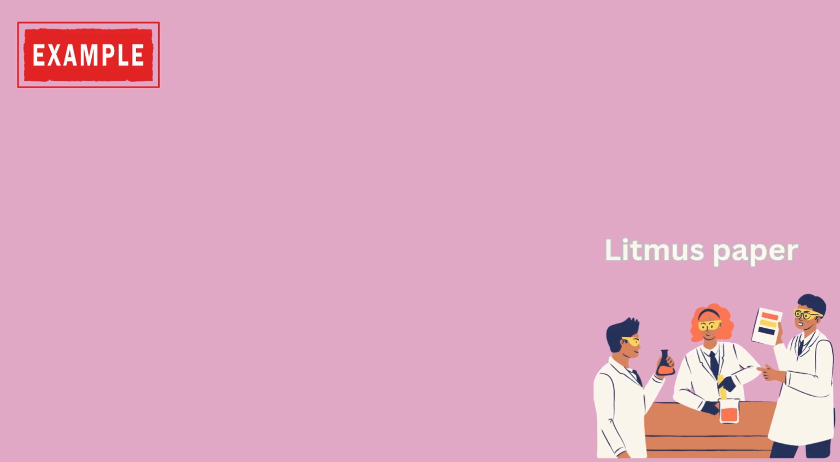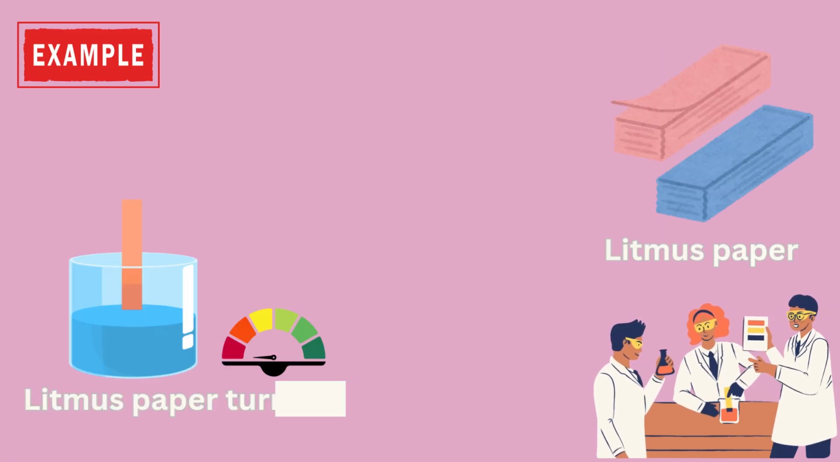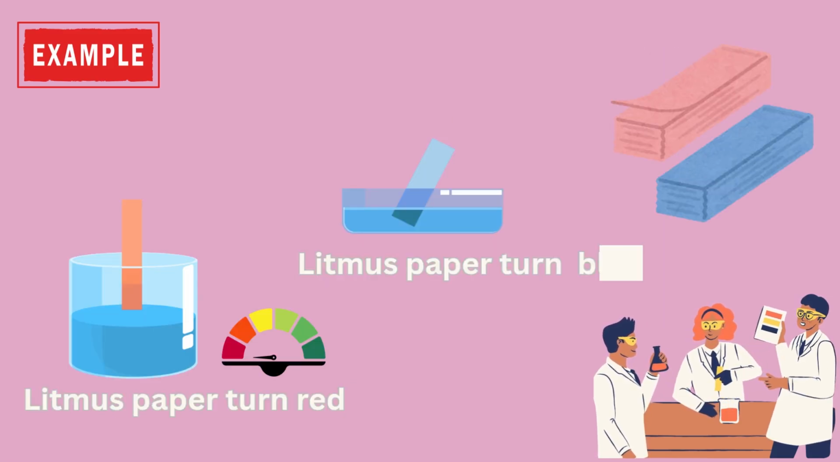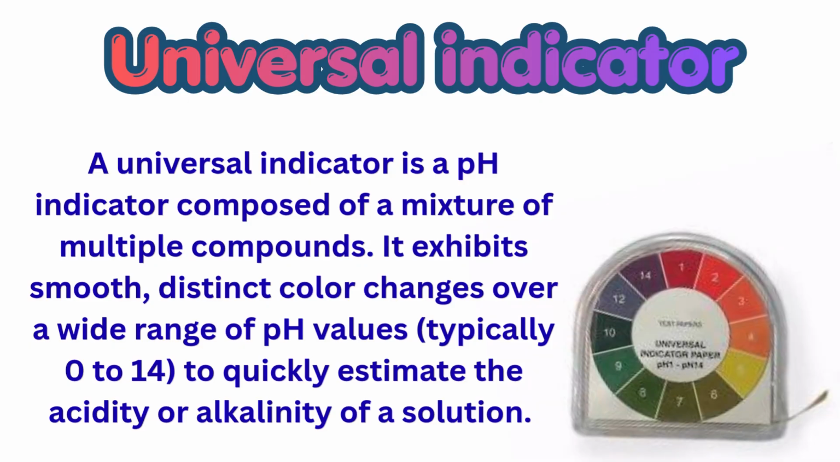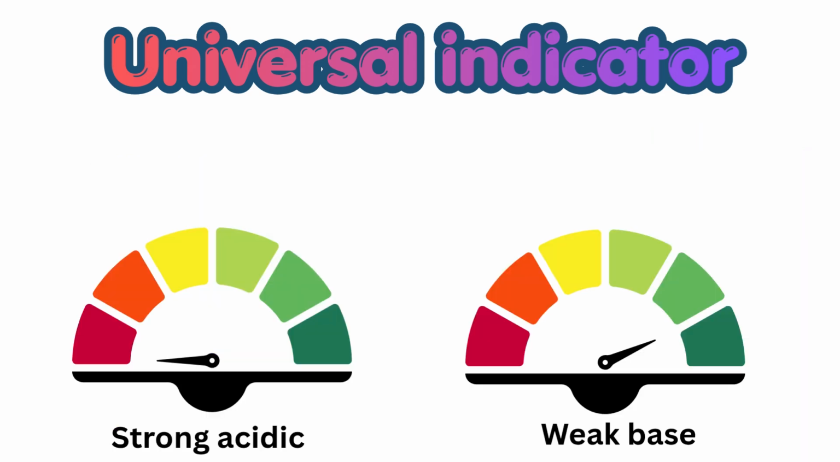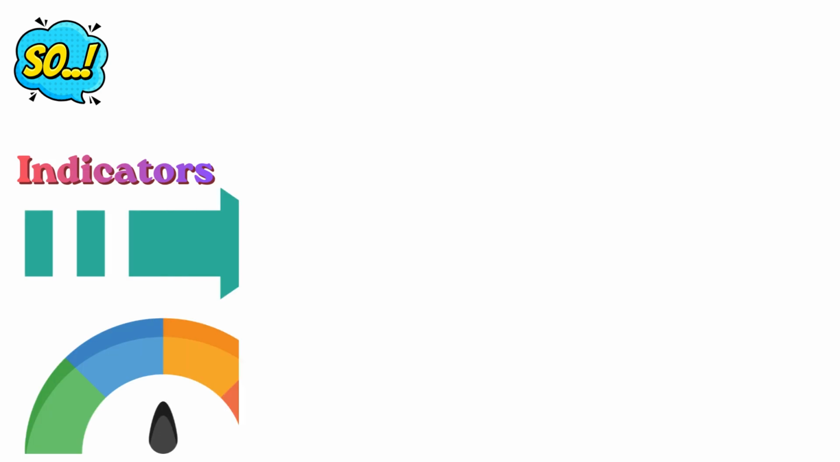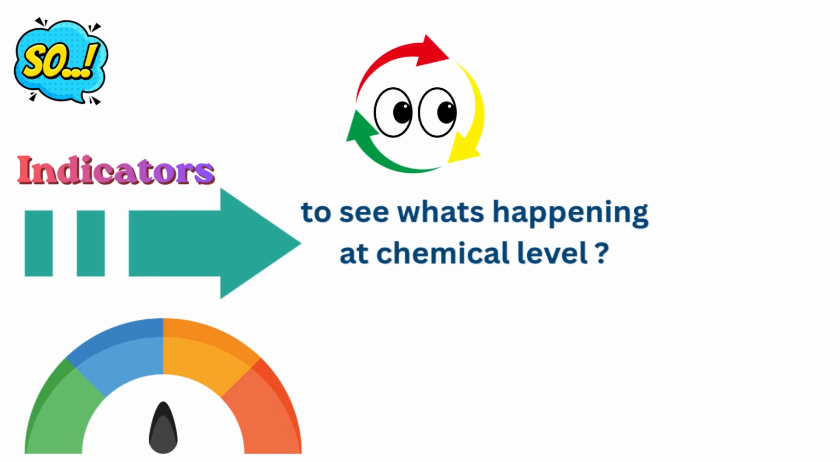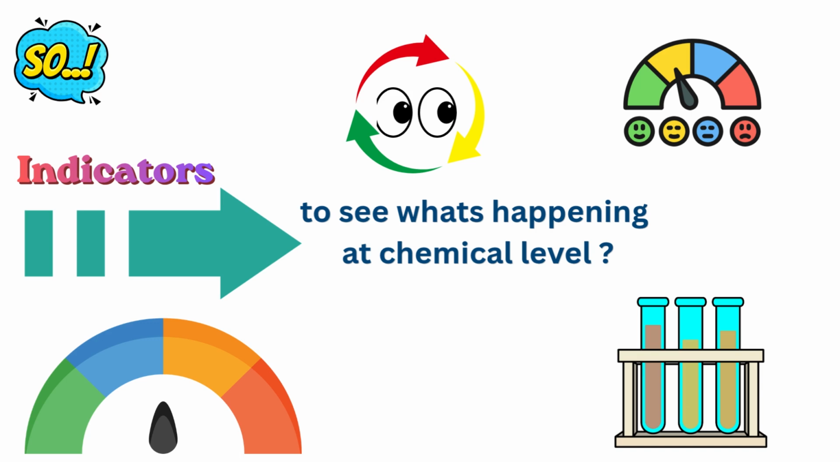For example, litmus paper turns red in acid and blue in bases, while a universal indicator will give a whole rainbow showing exactly how strong or weak the acid or base is. So, indicators help us see what's happening at a chemical level.